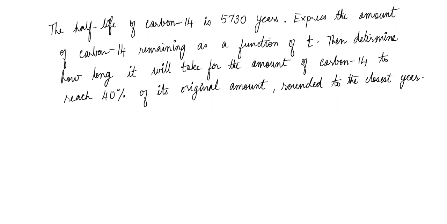Remember, half-life is the time taken for it to become half the original value. So let me first write the formula here. Y equals a naught e power kt, isn't it? And because they use the word half-life, you know this is to do with decay. Half-life implies exponential decay. And if it's exponential decay, your k must be negative, right?